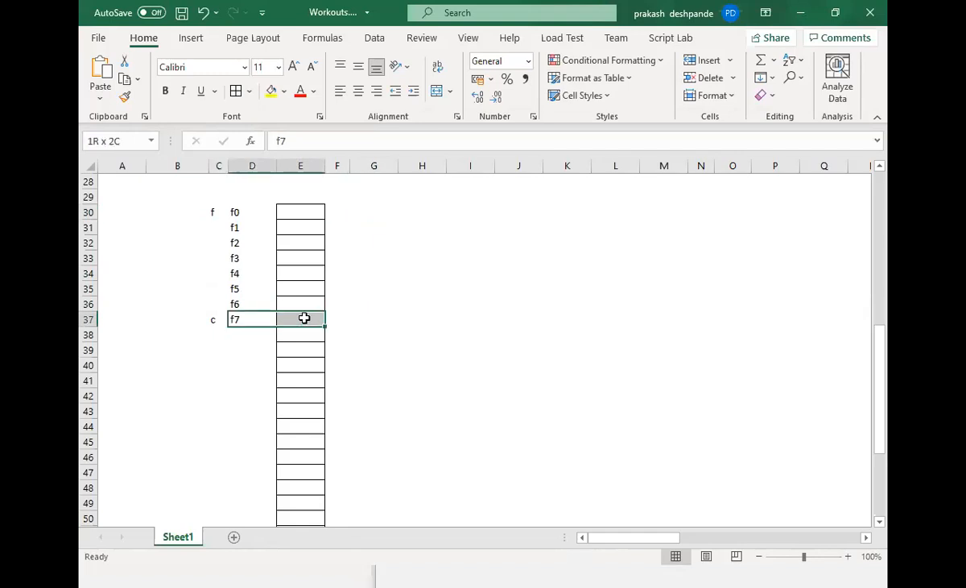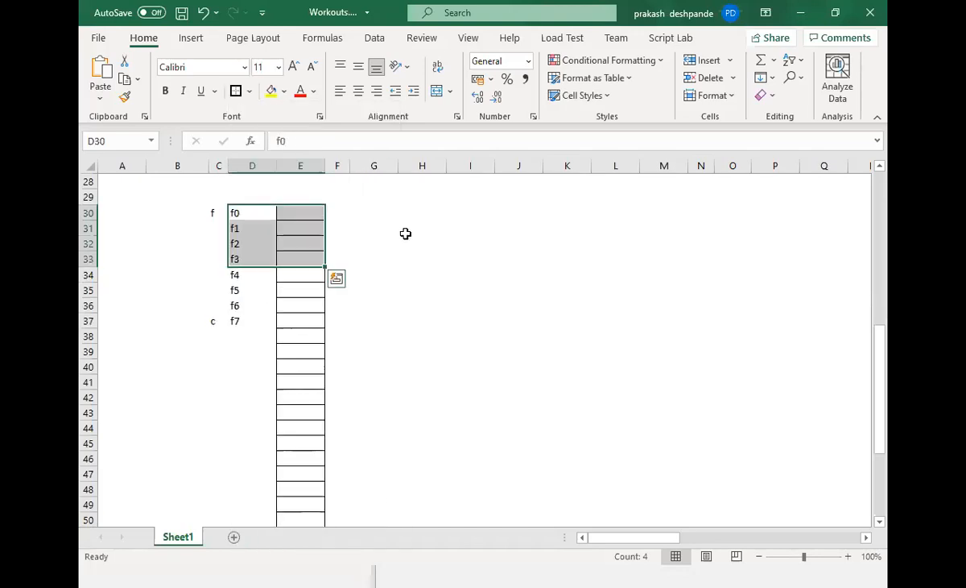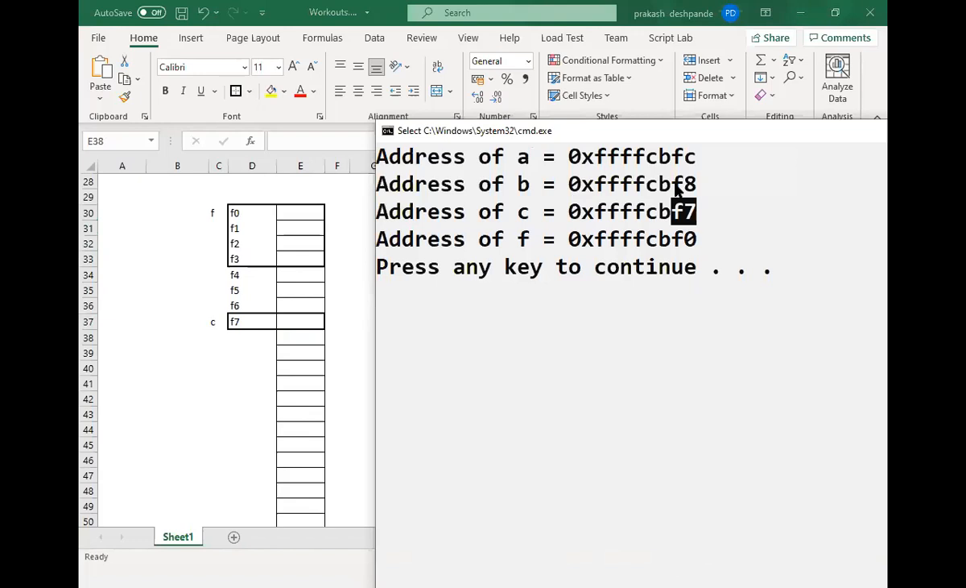Okay, now only this particular block is allocated. Let me highlight it for you for better understanding. Now this is for float, and this is for the character. Okay, then next, after that, what do we have?